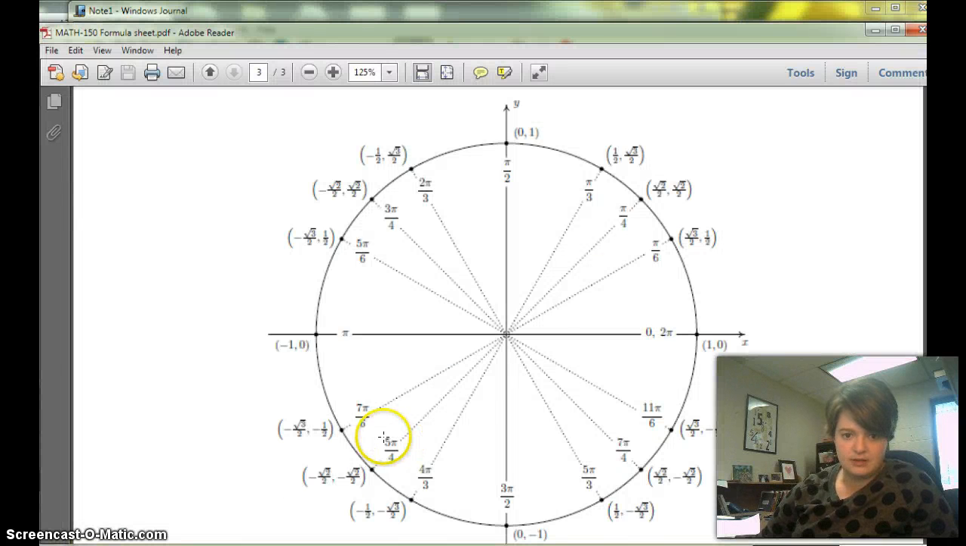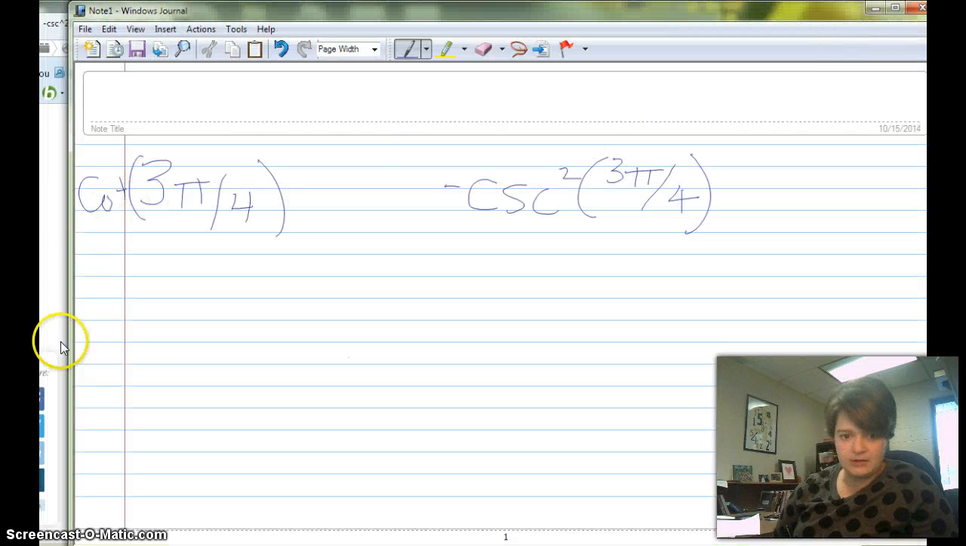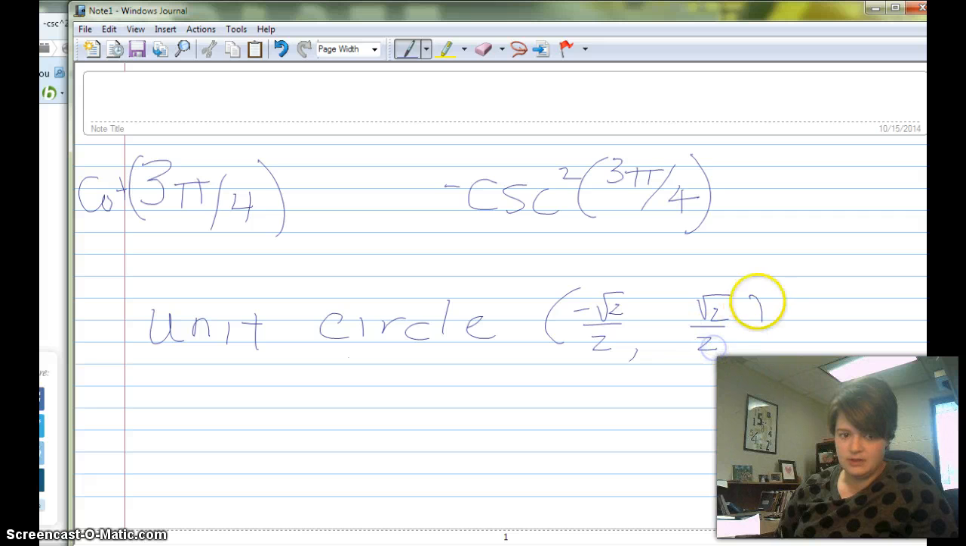So the first thing we're going to do is remember the formula sheet, the unit circle from pre-calc. Let's look at 3 pi over 4. So from the unit circle, at 3 pi over 4 we have the point negative square root of 2 over 2 and square root of 2 over 2. Now, remember this is the x coordinate, this is the y.